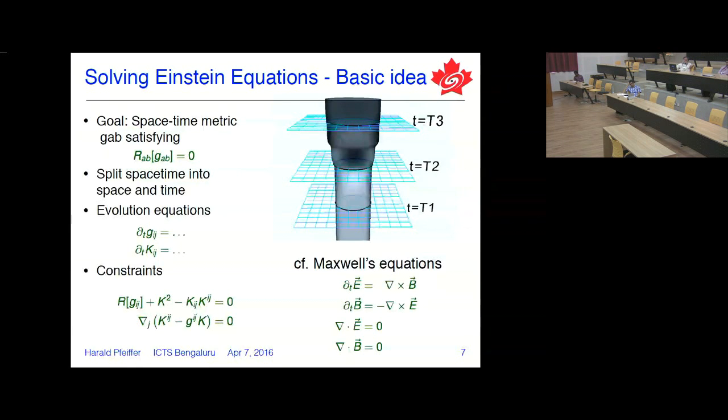This overall structure is similar to Maxwell's equations, where you have the curl equations that tell you how the E and the B field evolve forward in time, and you have the divergence equations that restrict the possible choices for E and B at each instant in time. I've written them down here for vacuum without any charges. So the basic picture is quite straightforward to explain.